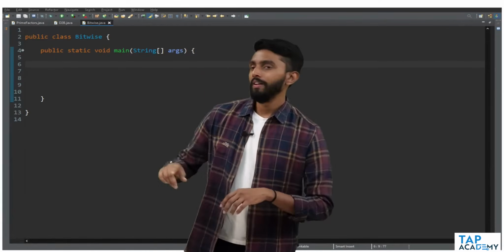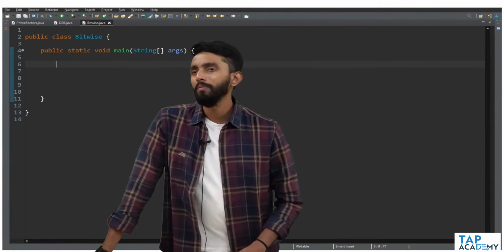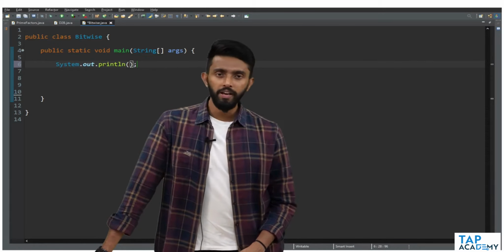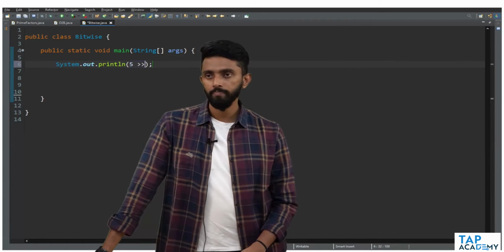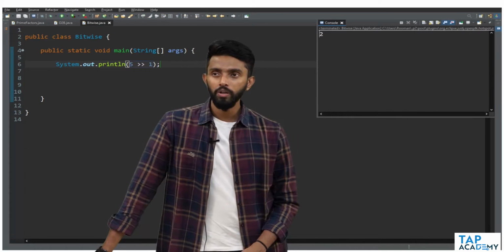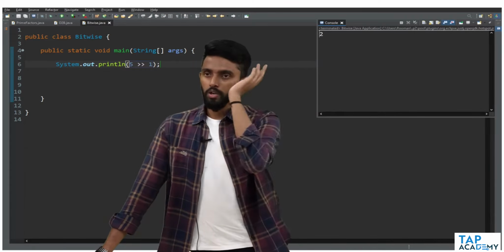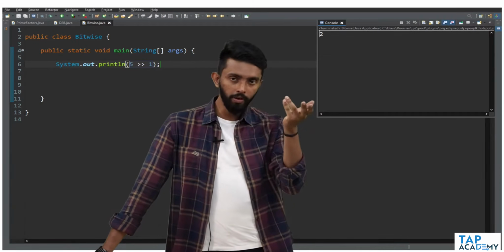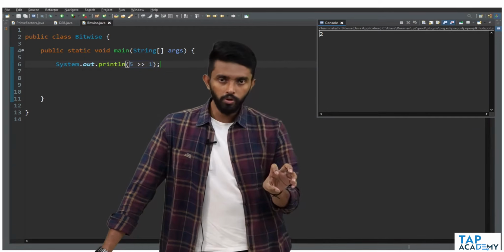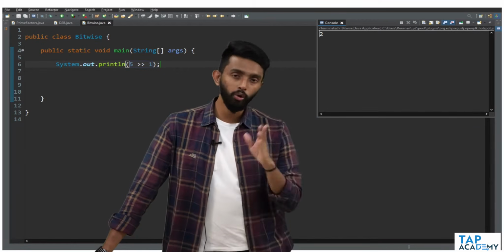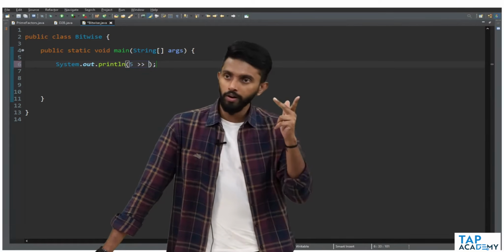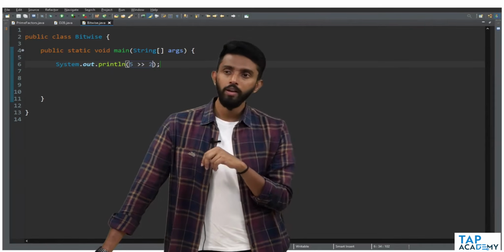Alright, let's write some code. Simple, I'll just write System.out.println and directly I will write 5, right shift it once. Okay, let's see what we will get. If I execute it, technically you should get 2 because it's 5 divided by 2, which is around 2.5, but floor division means if you round it towards the floor, it is 2. So I told you it's equivalent to dividing by 2. If I do it twice, it is equivalent to dividing by 4, which means I should get 1, right?